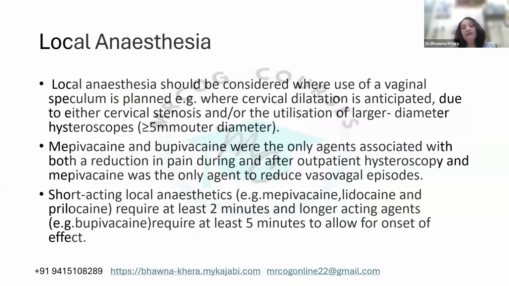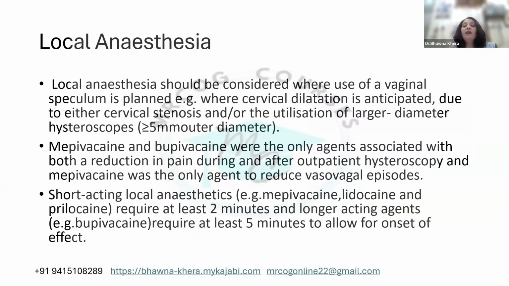Now, what about the local anesthesia? Local anesthesia is considered where use of the vaginal speculum is planned, that is where we need to catch hold of the cervix, or where cervical dilatation is anticipated due to either cervical stenosis and or utilization of a large diameter hysteroscope.